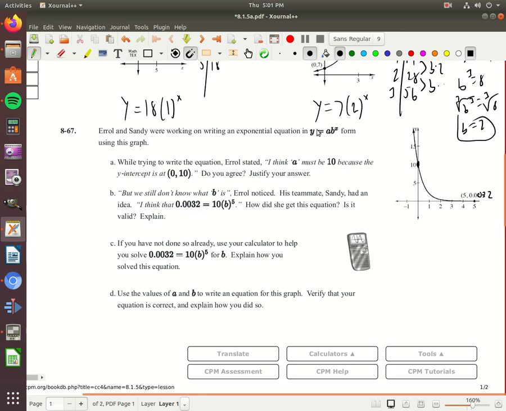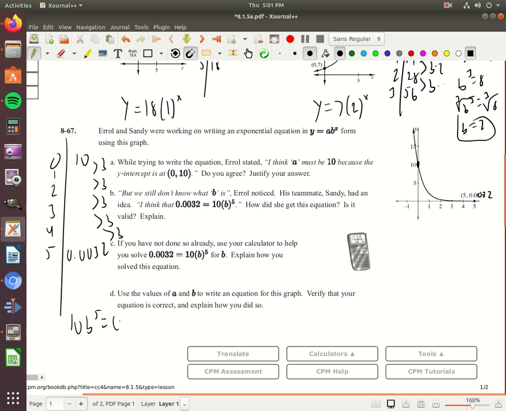But we still don't know what b is. And again, we can say 0, 10. I don't know what 1 is. I don't know what 2 is. I don't know what 3 is. I don't know what 4 is. But I do know that 5 is 0.0032. That's going to be 5 b's. So 10 times b to the fifth is going to equal 0.0032. Divide that by 10. I get b to the fifth equals 0.00032. The question is, well, how do I do this?